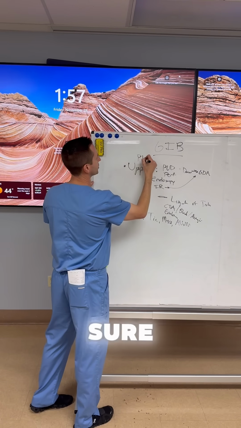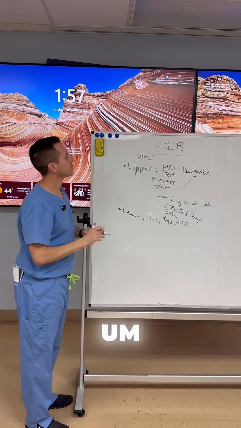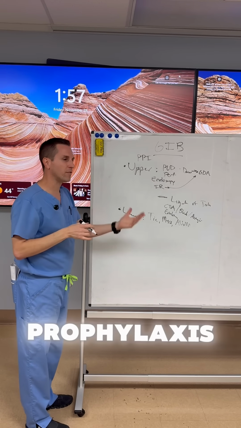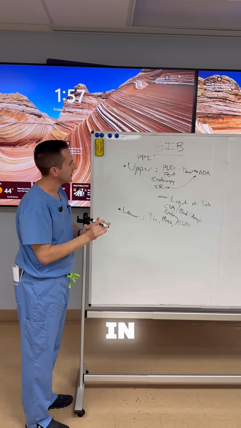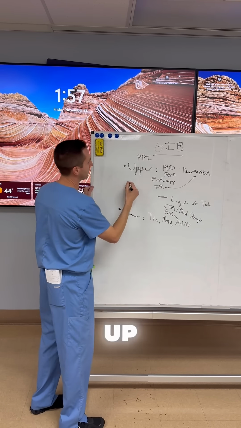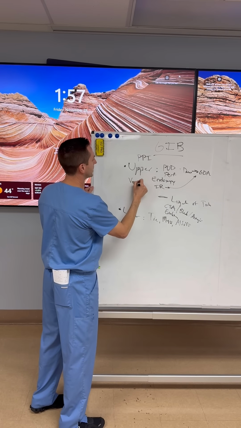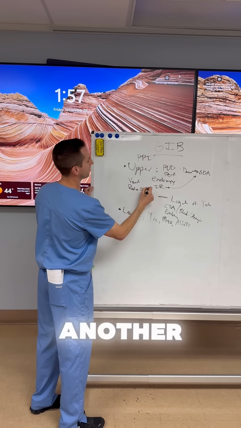Up here, we have to make sure we start a PPI or Protonix drip typically. And then we can do prophylaxis with Pepcid, but the mainstay for the actual acute setting in a gastrointestinal hemorrhage would be your GI bleed. Another good one up here would be like an esophageal varice from portal hypertension. That's another very scary one.